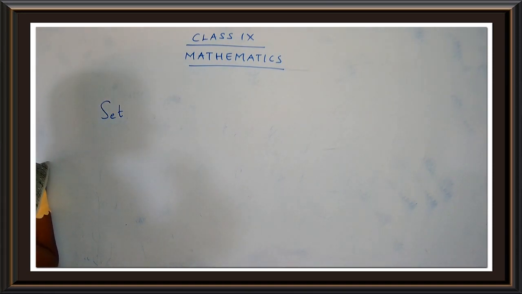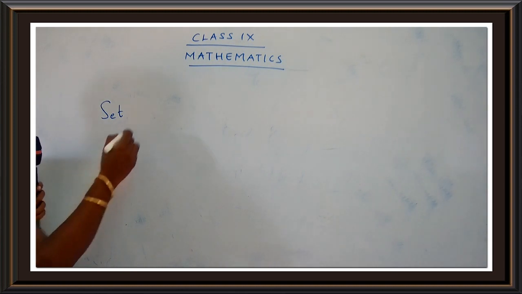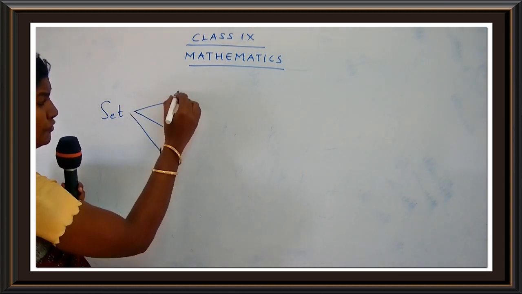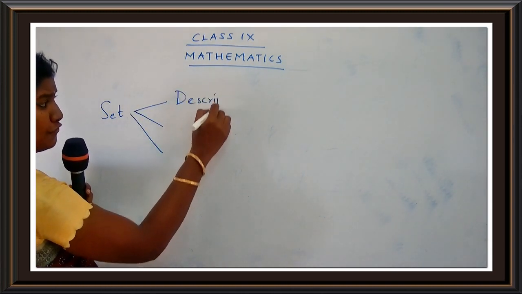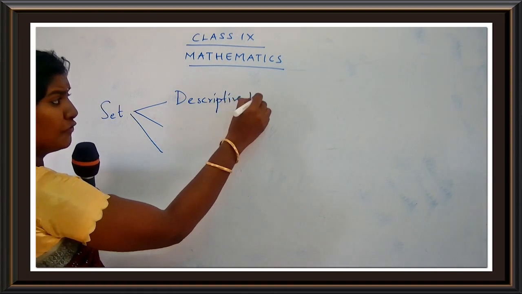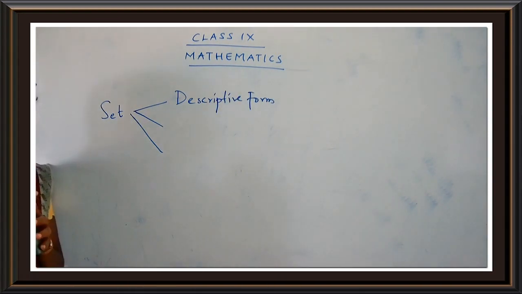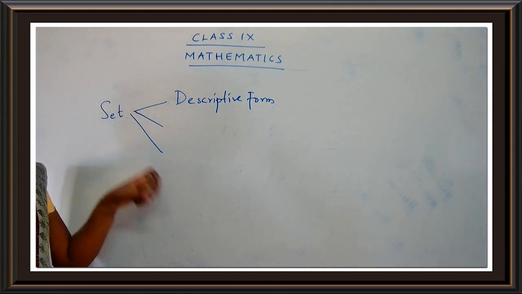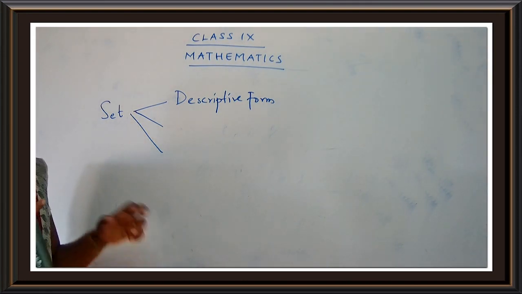That is, we have seen 3 different forms. What are the 3 different forms, children? The first one was descriptive form. What is the meaning of descriptive form? The set is described in words, like the set of all players in a cricket team, the set of all months in a year, and so on.